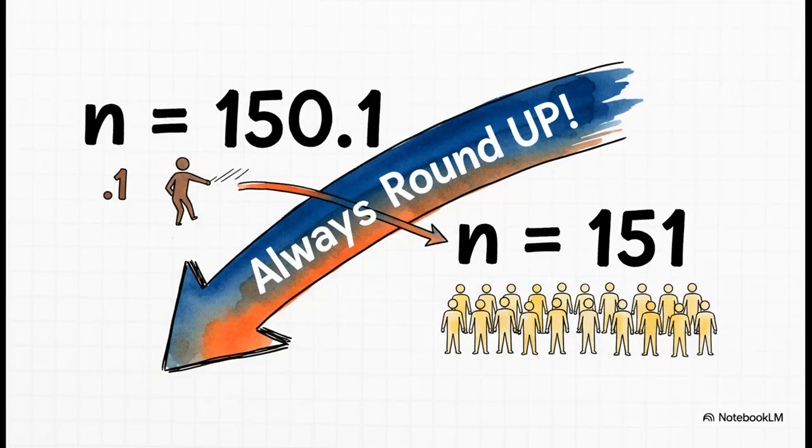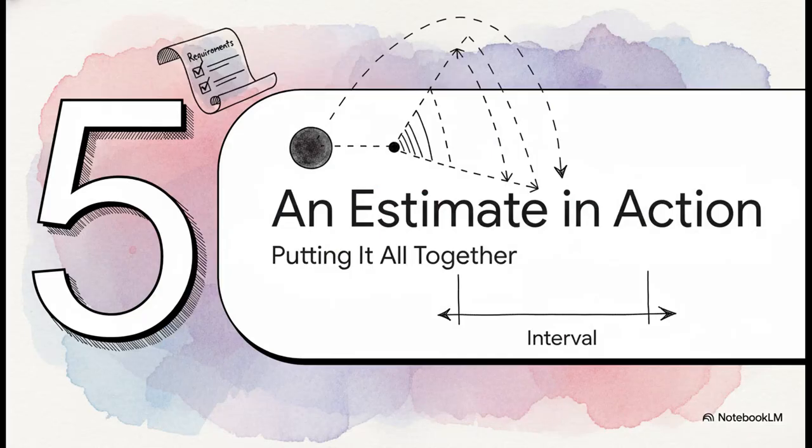And listen up, because this is a rule you absolutely cannot forget. When you calculate your sample size, n, you're going to get a decimal. It's unavoidable. But since you can't survey half a person, you must, and I mean always, round up to the next whole number. Even if the calculator says 150.1, you need 151 people. No exceptions.